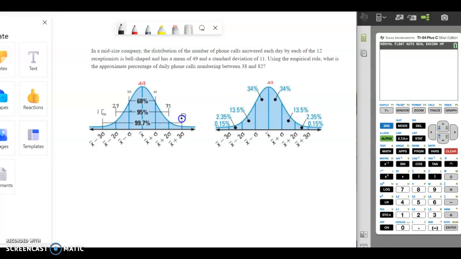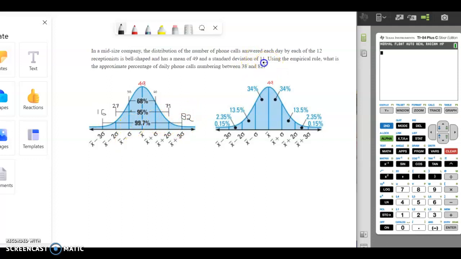Okay, so I'm going to pause there for a second. Make sure you're agreeing with these numbers that I got. Basically I started at the middle. I subtracted a standard deviation of 11, subtracted 11, subtracted 11 to get those three numbers. And then here I did 49 plus 11 plus 11 plus 11. That means 68% of the data is between 38 and 60. 95% of the data is between 27 and 71. And 99.7% of the data is between 16 and 82.